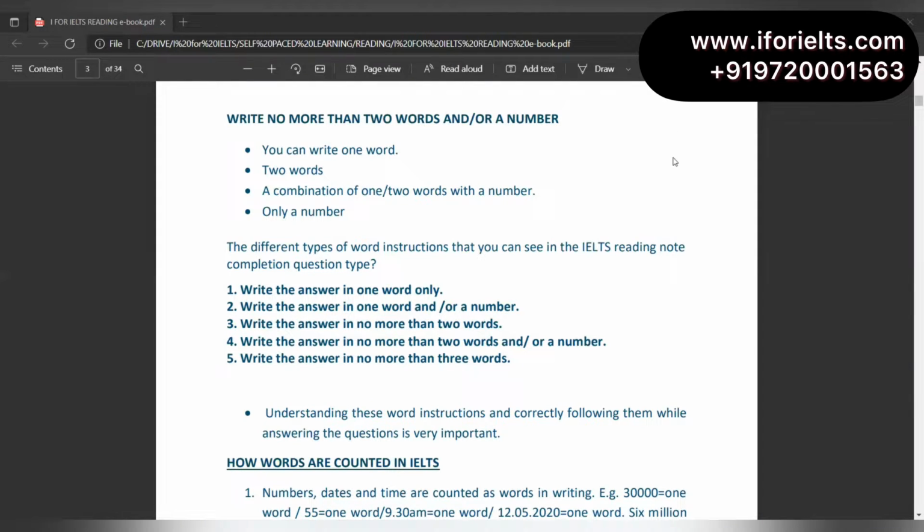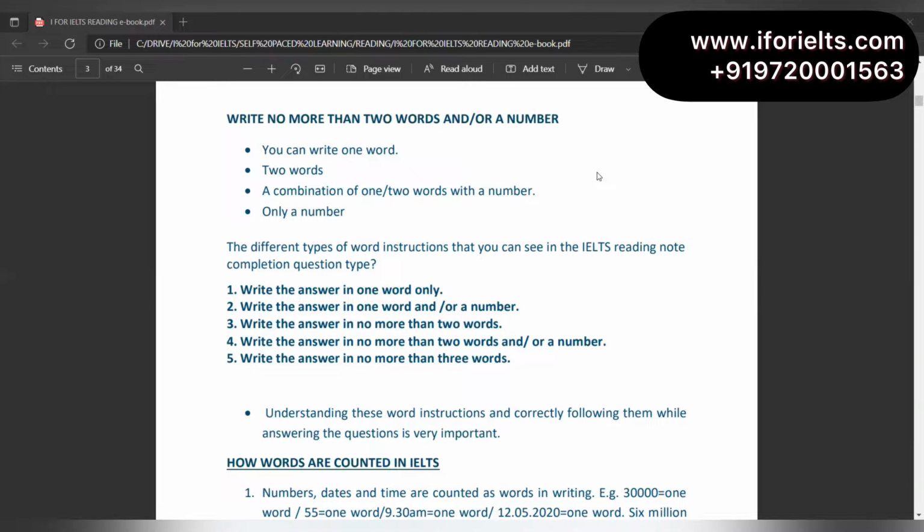Let us try to understand the instructions in the reading test, because instructions are the most important part of the reading test. If you do not understand the instructions, then obviously you are not able to answer the question correctly. And if you answer the question which is not according to the instructions, then your answer will be wrong.